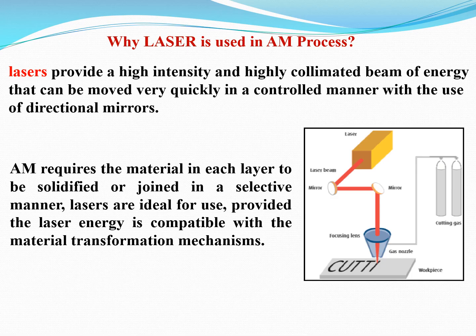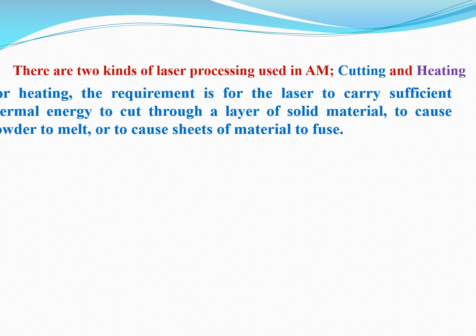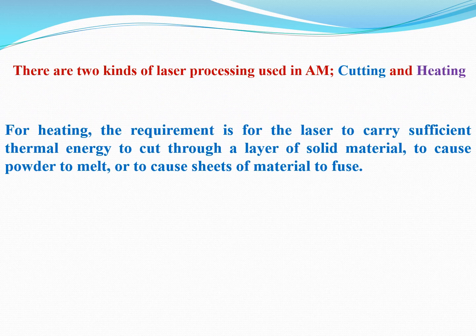Additive manufacturing requires the material in each layer to be solidified or joined in a selective manner. Lasers are ideal for use provided the laser energy is compatible with the material transformation mechanism. There are two kinds of laser processing used in the AM process. Number one is cutting and number two is heating.